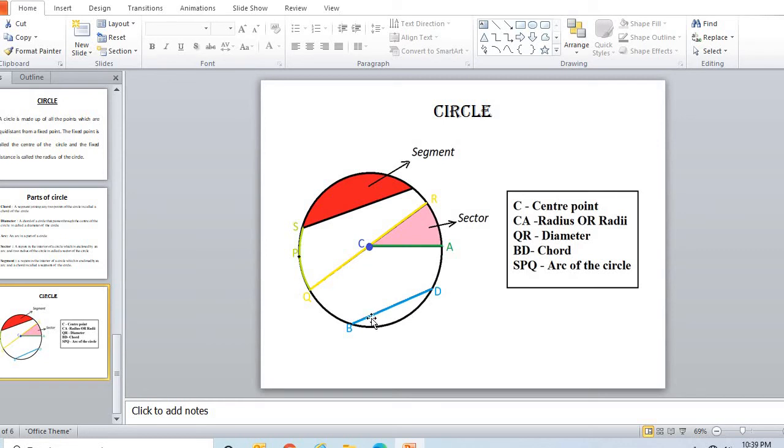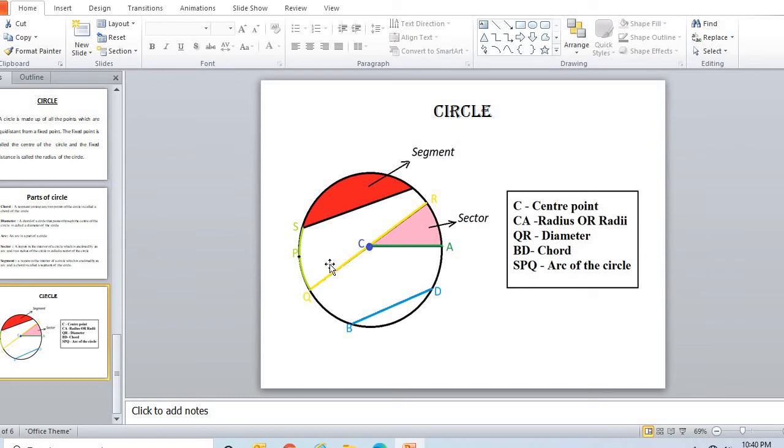Now arc of the circle. See, you can see the arc. I have taken the arc from here to here. See, point S, P and Q. S, P and Q. This that I have drawn is called arc of the circle. Okay. Understood all of you? S, P and Q. This yellow colored line that you can see drawn is called arc of the circle.